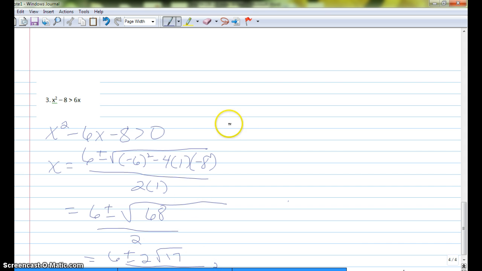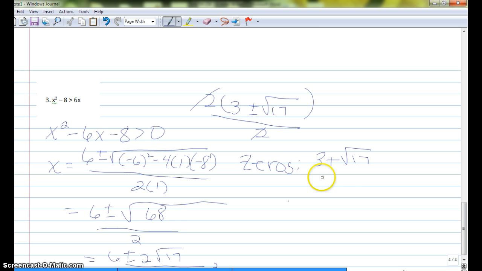So then we can factor out a 2. We'd have 2 times 3 plus or minus the square root of 17 all over 2. And now those 2's will cancel out. So our two zeros are 3 plus the square root of 17 and 3 minus the square root of 17. Now, our final answers will have these square root of 17's in them, but it's helpful to know about what those decimals are. So in your calculator, if you put 3 plus the square root of 17, you'll see it's about 7.1.